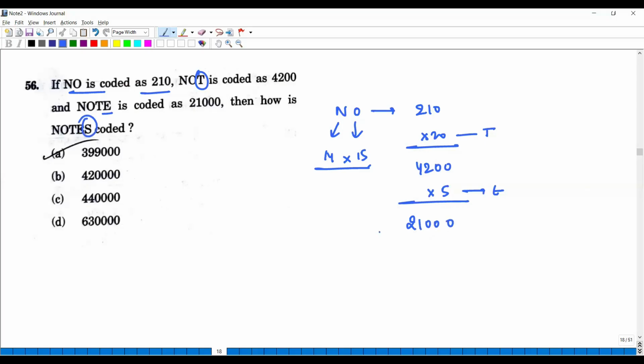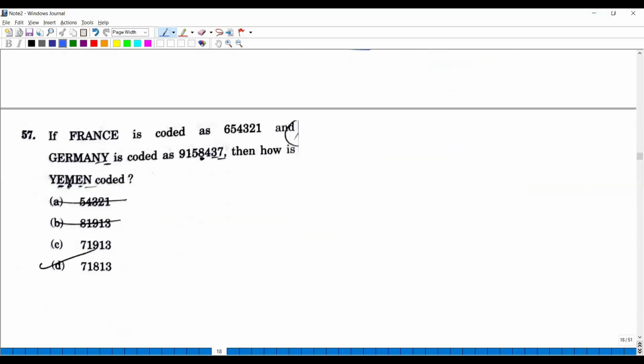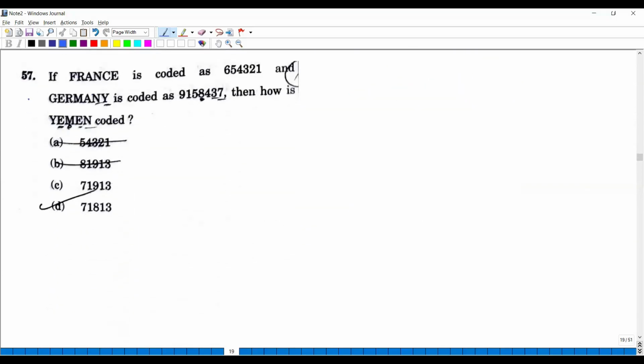Then after S is added, S is 19. 19 into 1 is 19, 19 into 2 is 38, 38 plus 1 is 39. 3 zeros as it is. Therefore, it is 3,99,000. So simply it is multiplication. The coding is very simple. You need to multiply the respective numbers which are associated with the digit. This you call a direct coding.